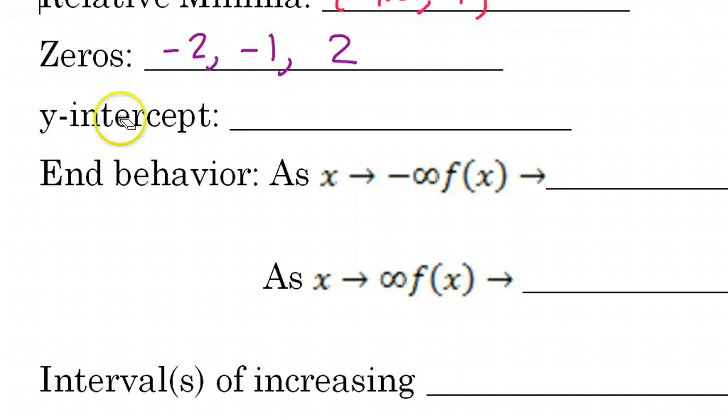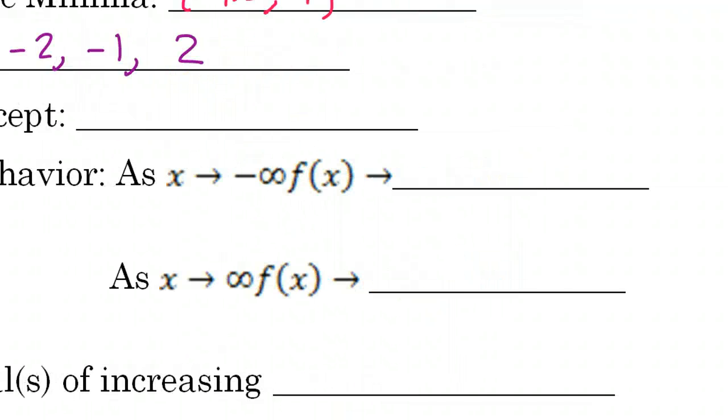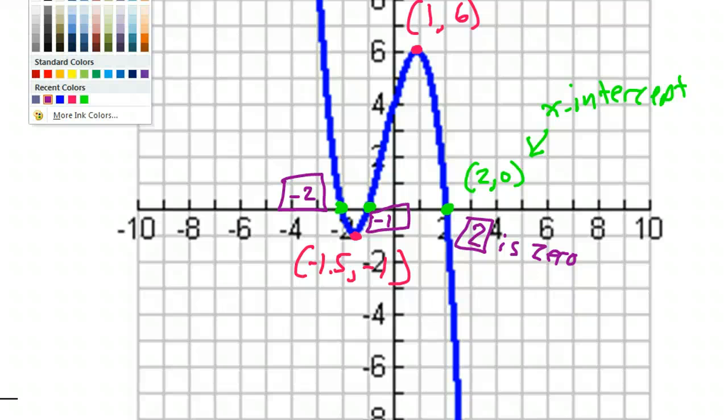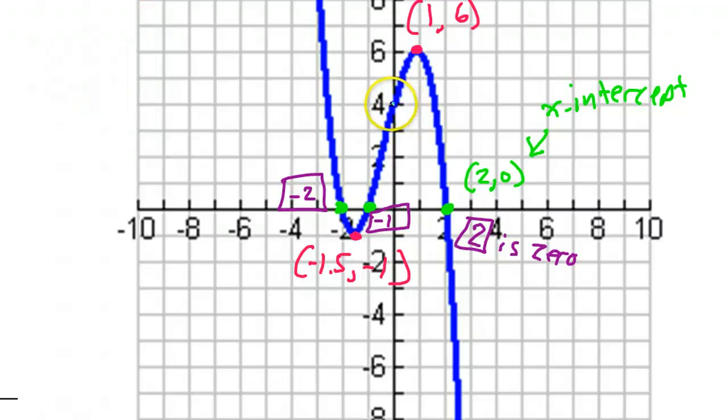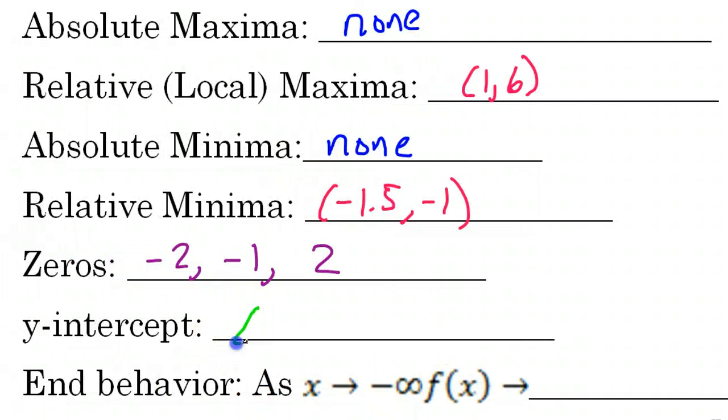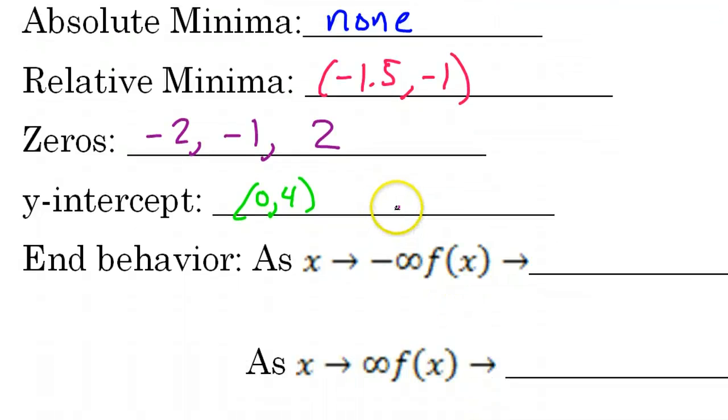Okay, y-intercept. Now we're talking intercepts. An intercept is the whole ordered pair. So the y-intercept is right here. Okay, so the y-intercept is 0, 4. The whole thing. That's the y-intercept. And that should be as an ordered pair, not just a number.